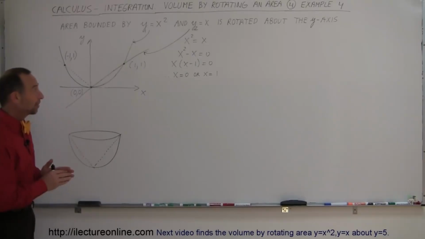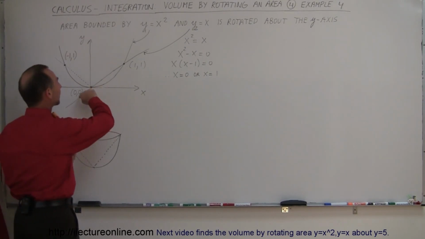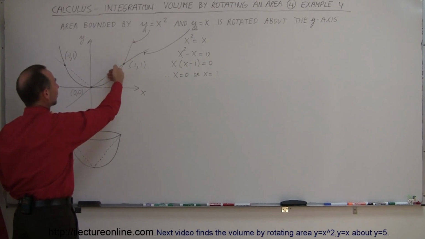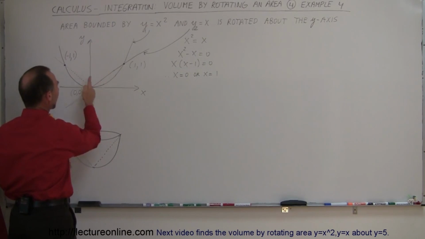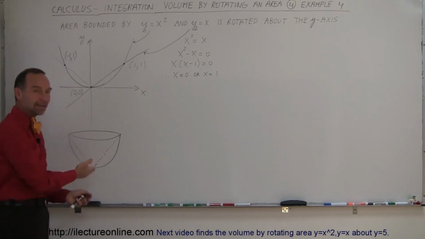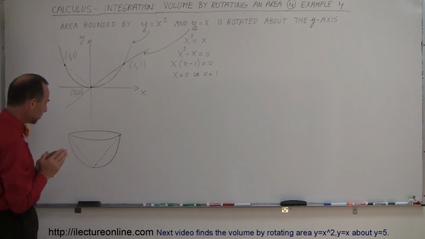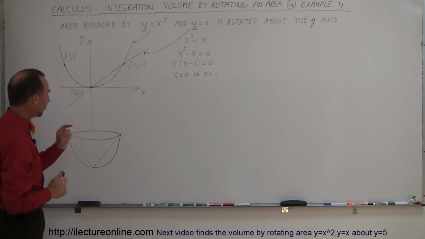And our next example is the same as we did previously, but instead of rotating the area bounded by the line y equals x and the curve y equals x squared about the x-axis, we're now going to be rotating it about the y-axis. So you get kind of a parabolic bowl with straight sides on the inside, but all the way around like that. It's kind of a strange looking bowl, but hey, it would work, I suppose. And we're trying to find the volume of that.